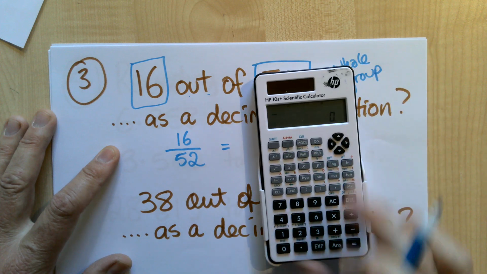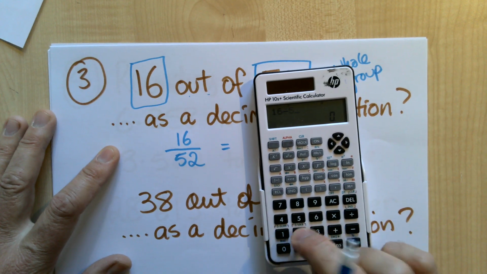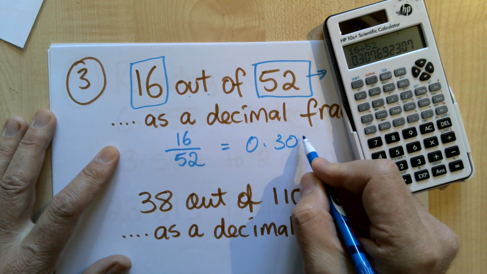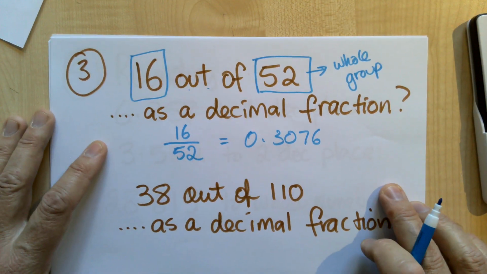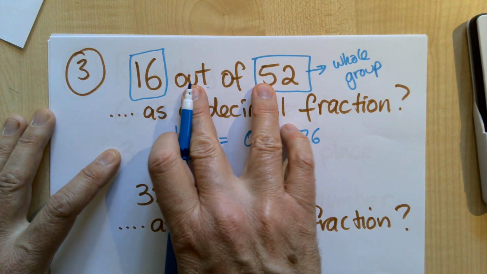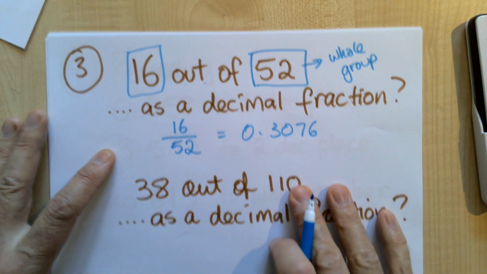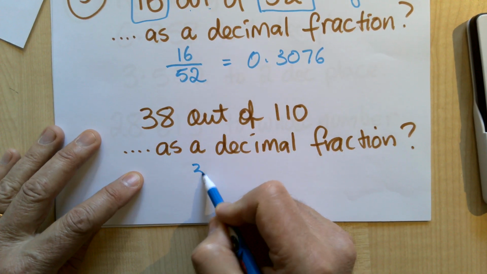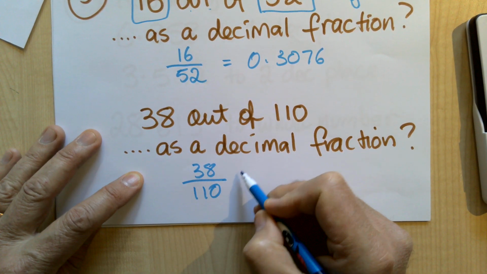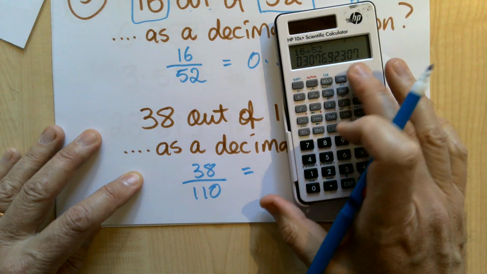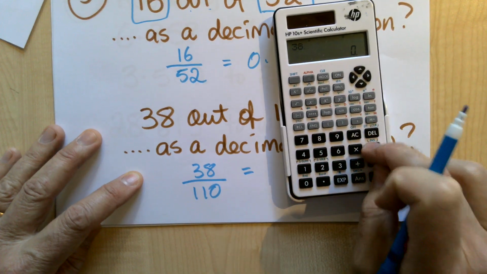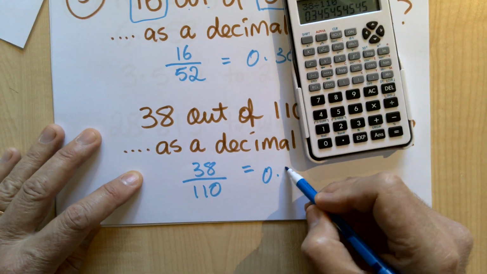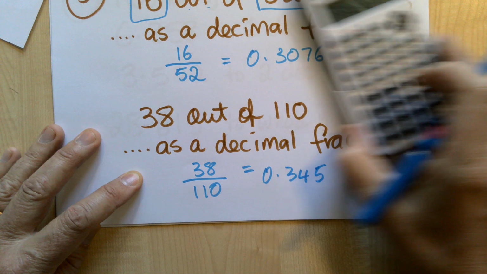Now let's get it as a decimal fraction. So 16 divided by 52 is 0.3076. There you go, that'll do. So what that means is it's 16 on the top, 52 on the bottom. Same idea, 38 out of 110, 38 on the top, 110 on the bottom. So 38 divided by 110, it's 0.345, that'll do.